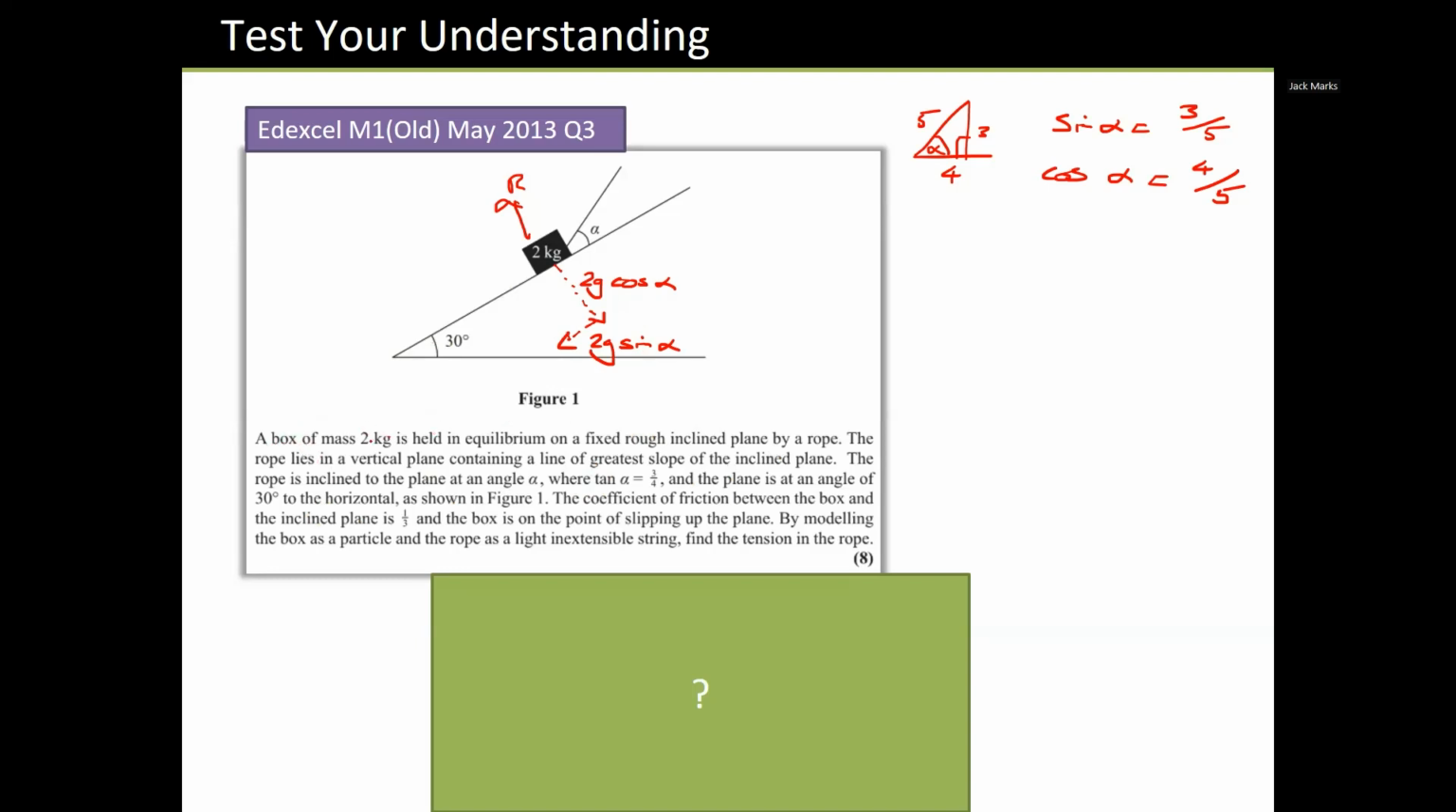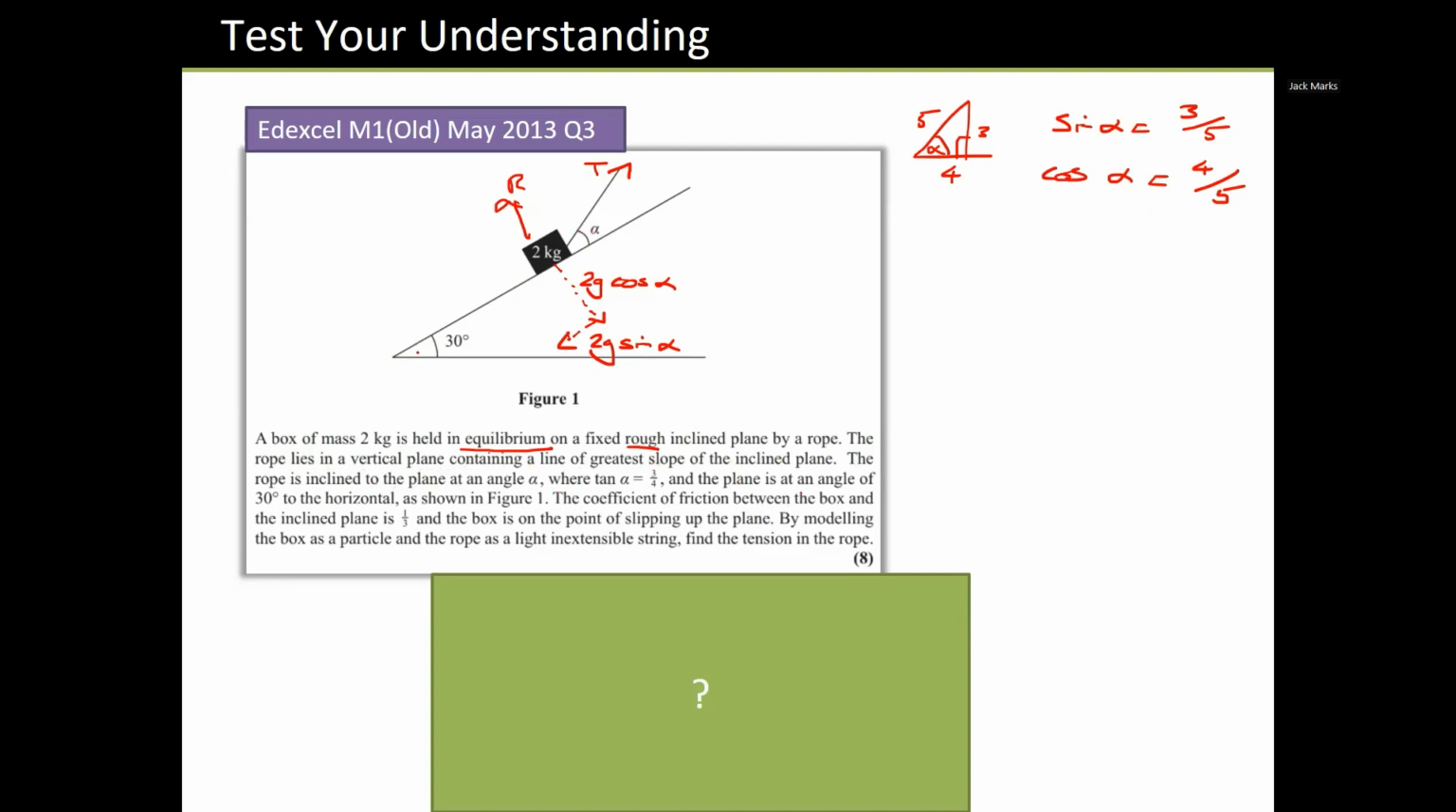So a box of mass 2 kilograms is held in equilibrium. Okay, that's quite important. On a fixed rough inclined plane by a rope. So that looks like it's a tension. This line here just doesn't really mean anything. The rope lies in a vertical plane containing a line of greatest slope of the inclined plane. It just means it's drawn as it is.